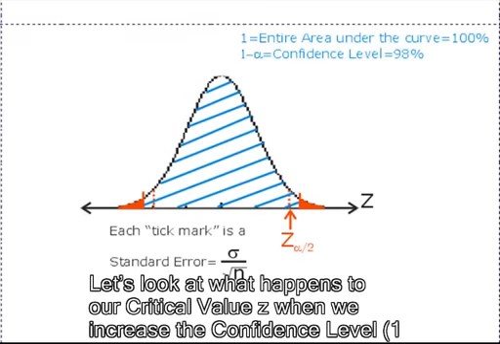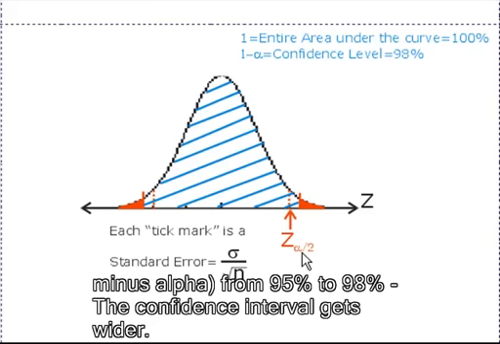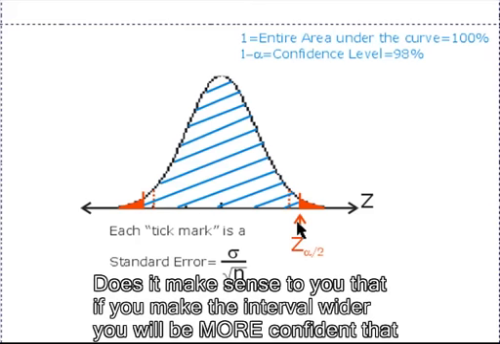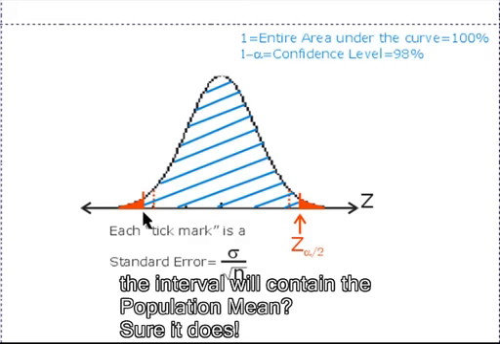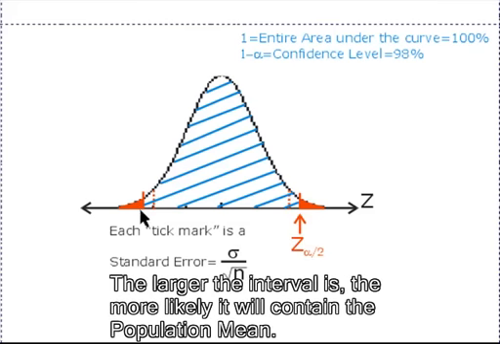Let's look at what happens to our critical value Z when we increase the confidence level, 1 minus alpha, from 95% to 98%. The confidence interval gets wider. Does it make sense to you that if you make the interval wider, you will be more confident that the interval will contain the population mean? Sure it does. The larger the interval is, the more likely it will contain the population mean.